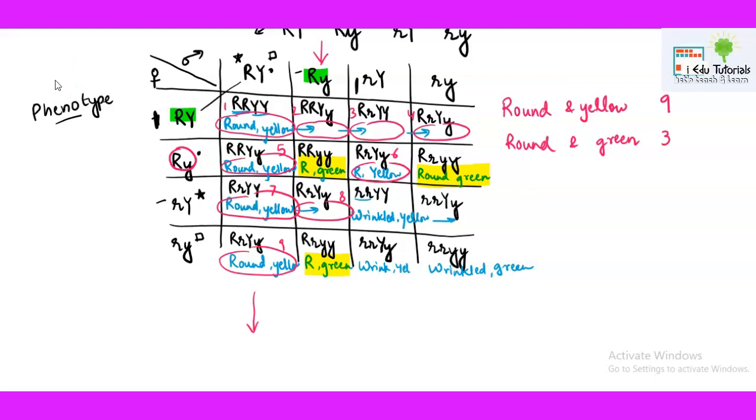Now we will move to the third column, because all the individuals of the second column are being covered, right?